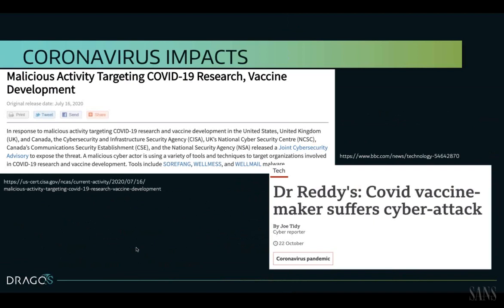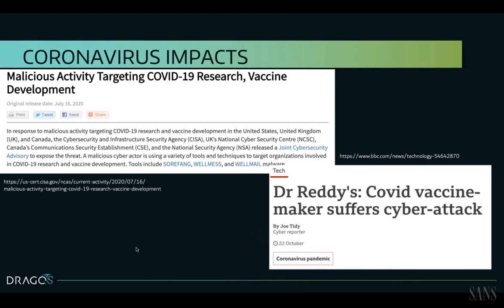Here on the lower right is an example of a ransomware attack that targeted Dr. Reddy's, which is an Indian pharmaceutical manufacturer that's working with Russia on developing its vaccine. Shortly after this company announced its stage 2 production of a coronavirus vaccine, it experienced a ransomware attack that significantly disrupted its operations. It was very interesting, the timing itself, and the extent to which the operational disruptive impacts had is very interesting.